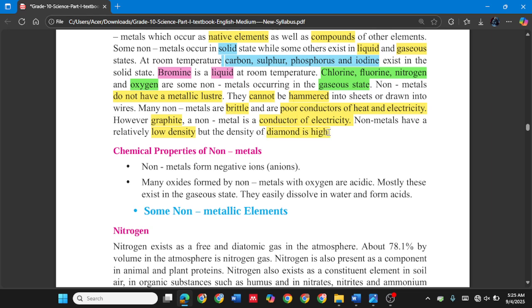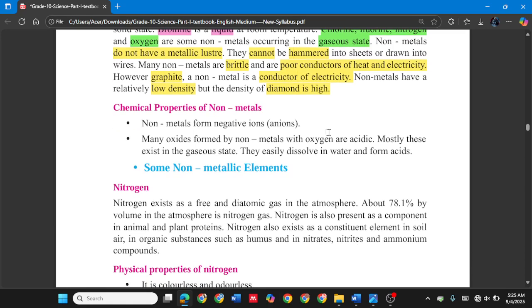So, chemical properties of nonmetals. They form negative ions, that means anions. Many oxides formed by nonmetals with oxygen are acidic. Mostly these exist in the gaseous state. They easily dissolve in water and form acids.